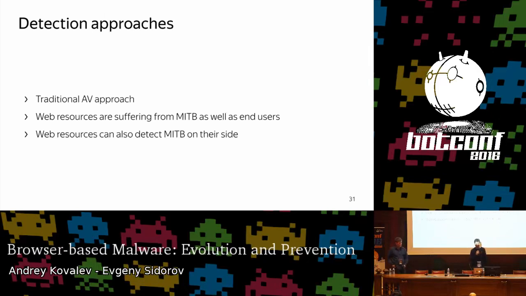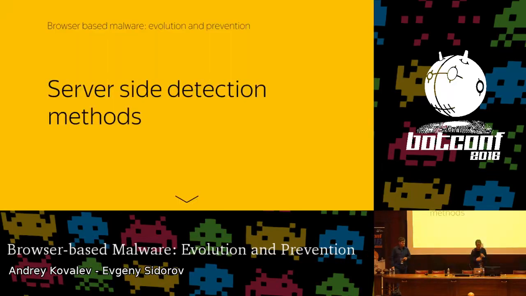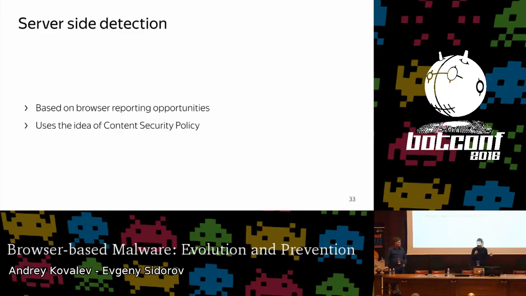Let's talk a bit about detection approaches. You know that there is the traditional AV approach, but you can notice that not only end users are suffering from this man-in-the-browser malware, but also web resources are suffering from such kind of malware. So we can involve web resources in the detection of such malicious extensions. So we have the first bunch of detection methods. It's server-side detection methods. And all these detection methods are based on the idea of content security policy. So we can use browser reporting opportunities to detect such web injections or some unwanted content on web pages.